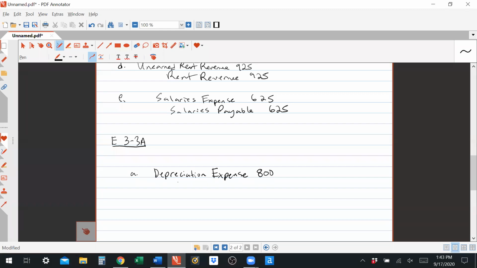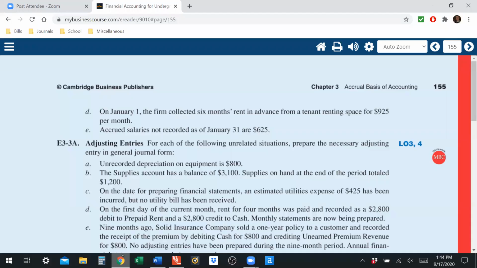And credit accumulated depreciation dash whatever long-term asset we're depreciating. In this case, equipment. Part B. The supplies account has a balance of $3,100. Supplies on hand at the end of the period totaled $1,200.